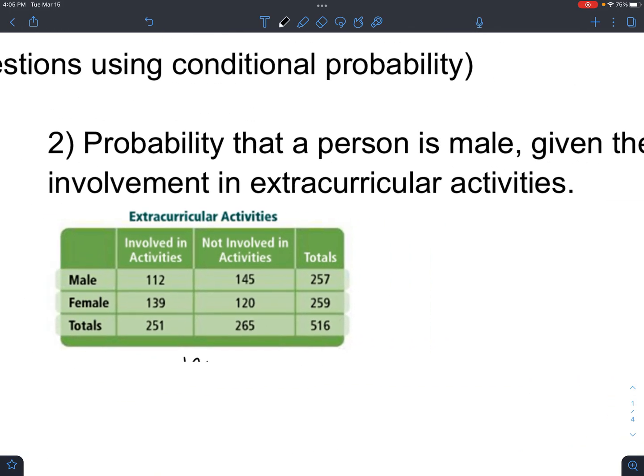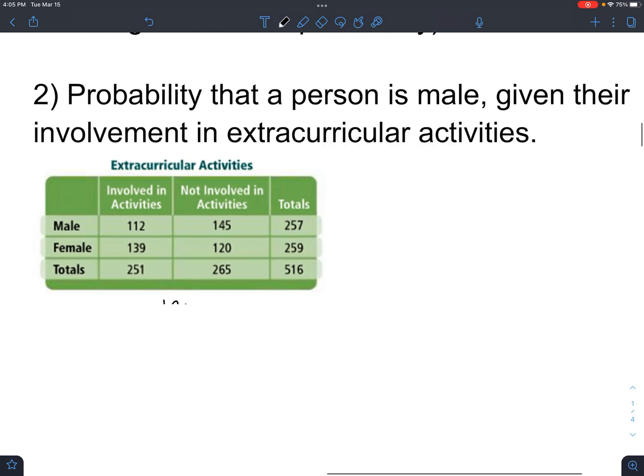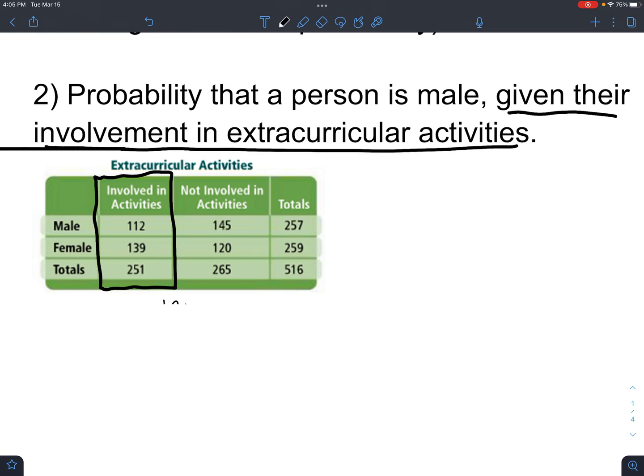Okay, let's look at another given example. The probability that a person is male given their involvement in extracurriculars. The given is that they are involved in extracurriculars, so that narrows it down to here. This is the information we were given to narrow down our scope. We're just looking at those who were male in this group, so that would be out of the total for that column. If I pick someone from the involved in activities group, 112 of those 251 are going to be male.